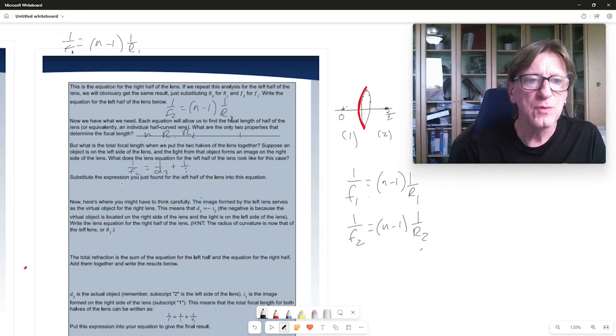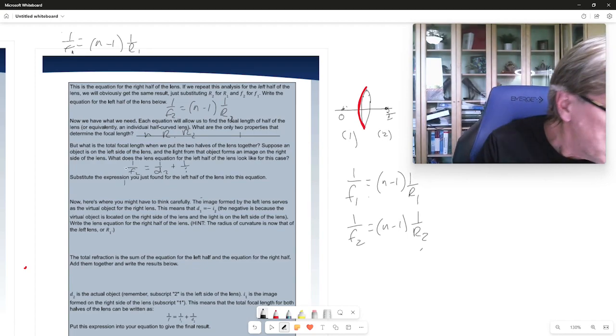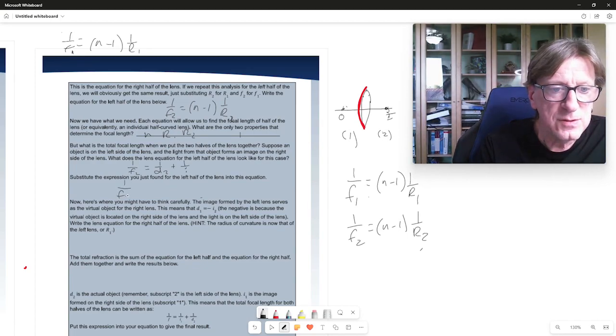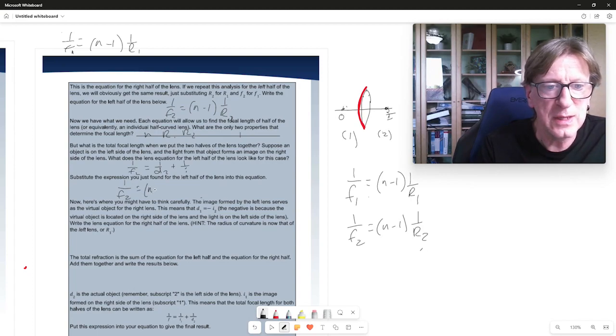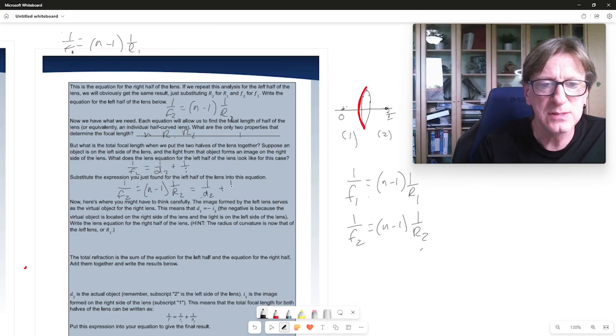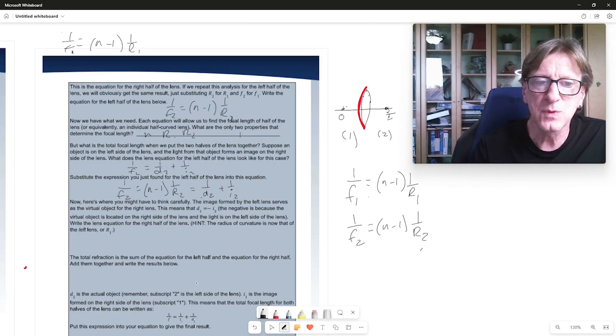And now we want to substitute that into what we found for the left half, this part right up here, because both are going to be 1 over f. So we have 1 over f2 is equal to (n minus 1)(1 over r2), and that's equal to 1 over d2 plus 1 over i2. That should be a 2 there. Okay, so they're both equal to 1 over f over 2, so they must be equal to each other.